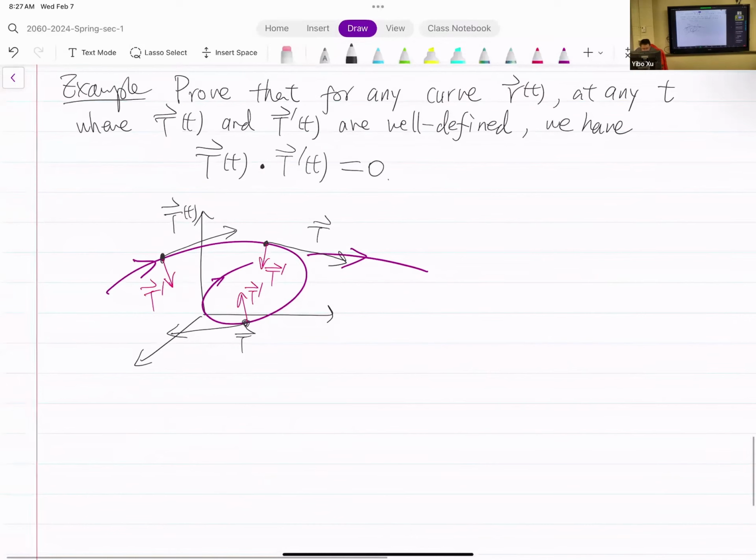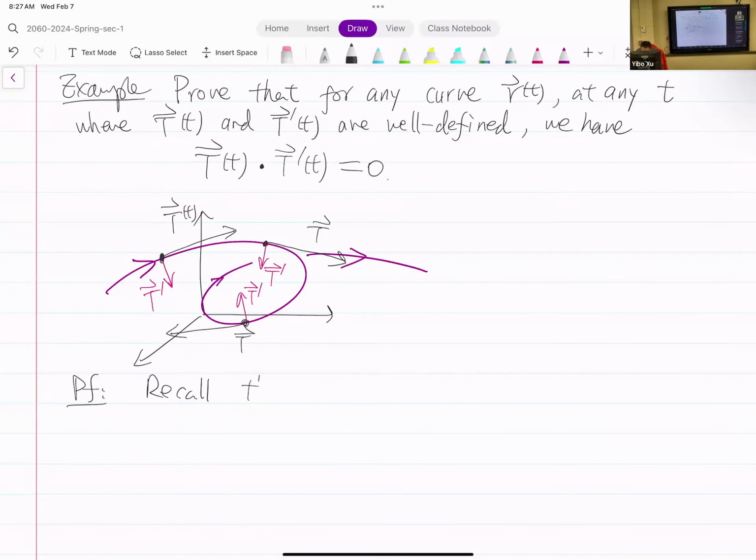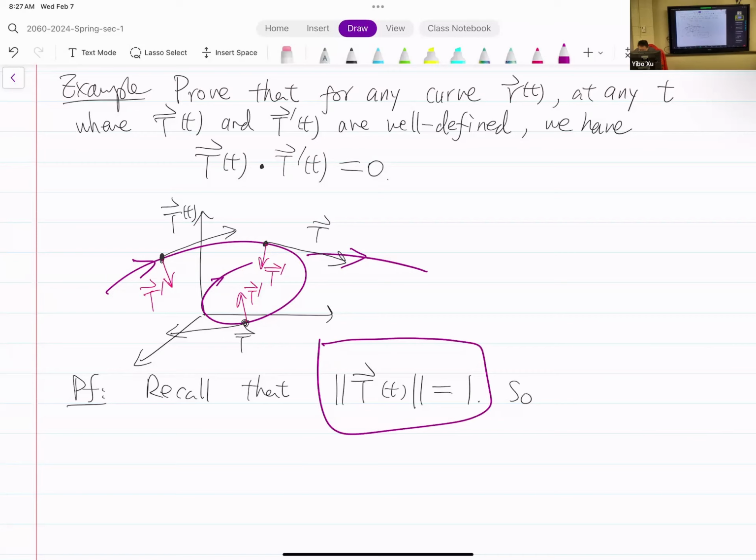Now let's give the proof. It's actually pretty neat, right? The proof. So recall that the unit tangent direction has a magnitude of 1. Somehow we notice that this is the only thing that we know about the unit tangent direction, right? So in general, it could be any direction, but we only know that the magnitude is 1.